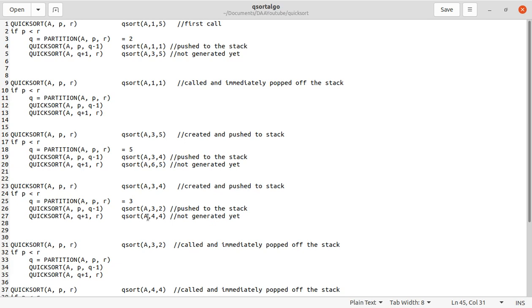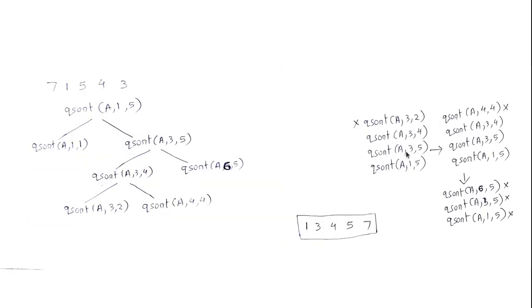So q sort a44, which is key plus 1, that is your 3 plus 1, 4, and r is 4. So this is also pushed onto the stack a44. So this also, p less than r condition not satisfied, so it is also popped off. So once this is popped off, q sort is considered complete. So this also will be popped off.